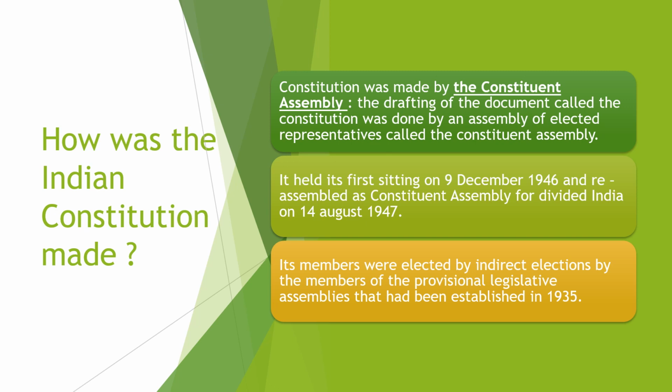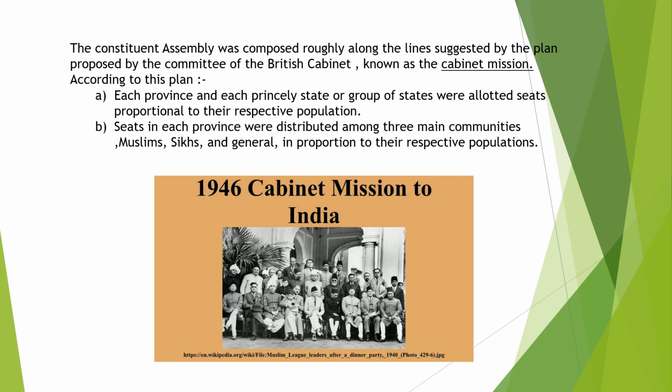Act 1935. The Constituent Assembly held its first sitting on 9 December 1946 and reassembled as the Constituent Assembly for Divided India on 14 August 1947. The Constituent Assembly was composed roughly along the lines suggested by the plan proposed by the Committee of the British Cabinet known as the Cabinet Mission.